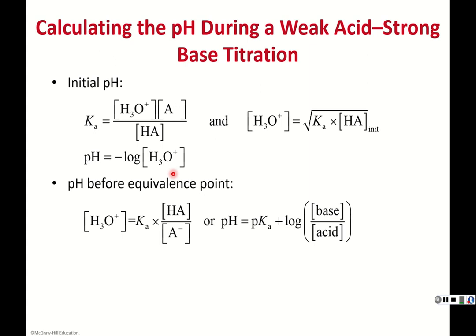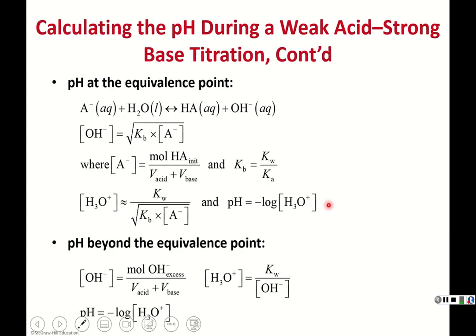If you're in the buffered region, you start out with just weak acid, but as soon as you add some of that strong base, it's going to convert some of your weak acid into the conjugate base. So your system's going to have that weak acid and its conjugate base and be a buffer. So we can just use the Henderson-Hasselbalch equation for that. Right, pH equals pKa plus log of base over acid.